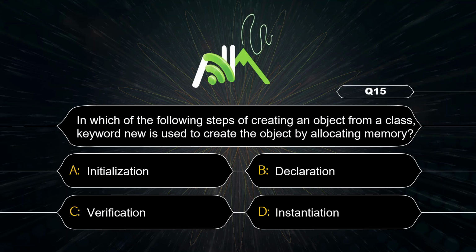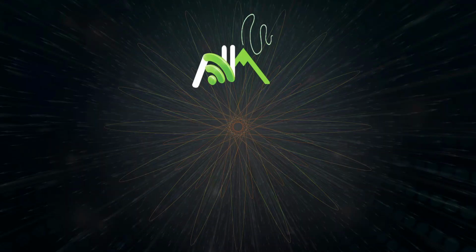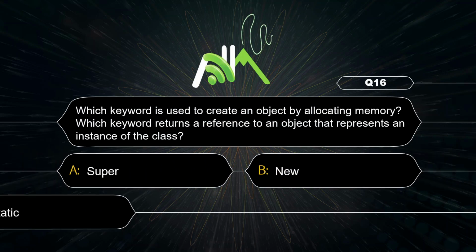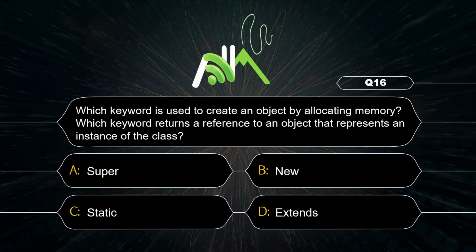In the following step of creating an object from a class, the keyword new is used to create the object by allocating memory. So option D, instantiation. Which keyword is used to create an object by allocating memory? Or which keyword returns a reference to an object that represents an instance of the class? So an object's other name is instance of a class. And here the correct answer is new, which is used to create an object by allocating memory. Option B.